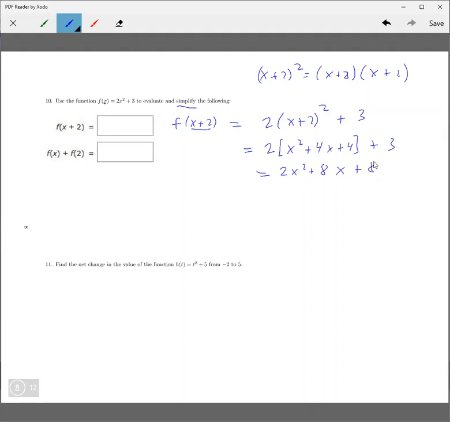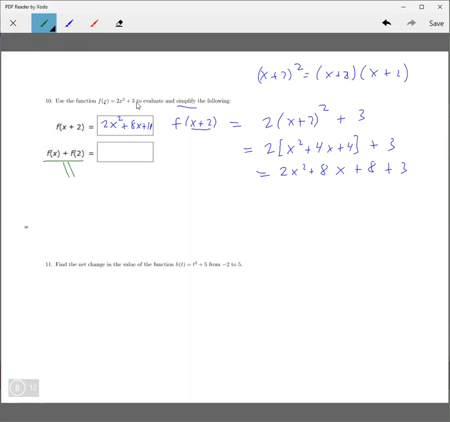Distributing the 2, you get that. And then combining the 8 and the 3, you get 11. Okay, and then the second part right here, it's f of x plus f of 2.